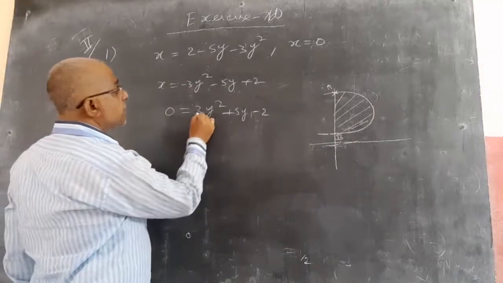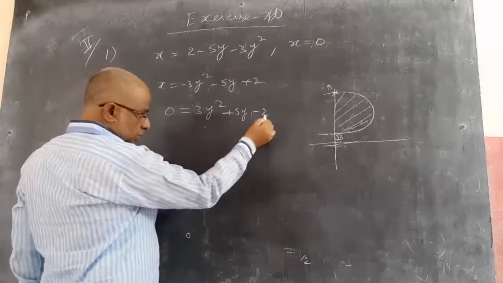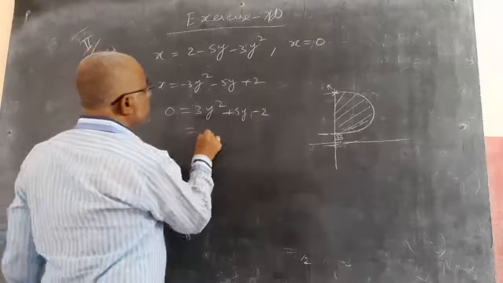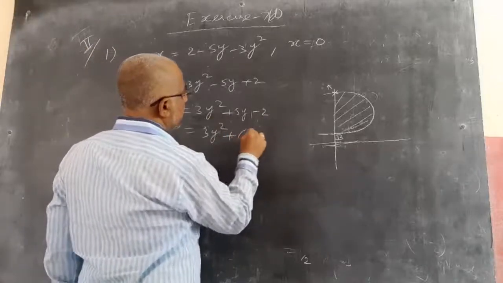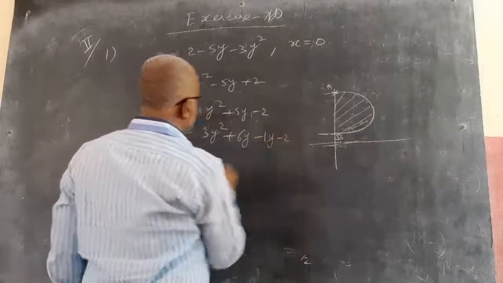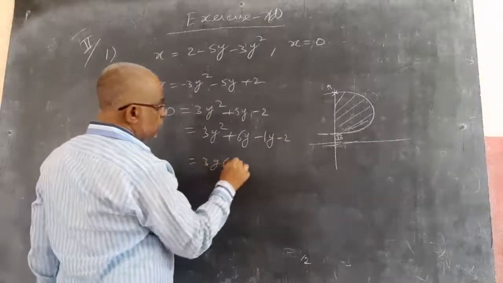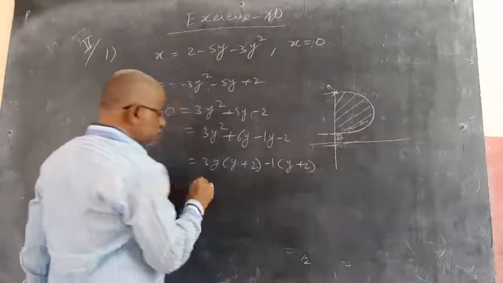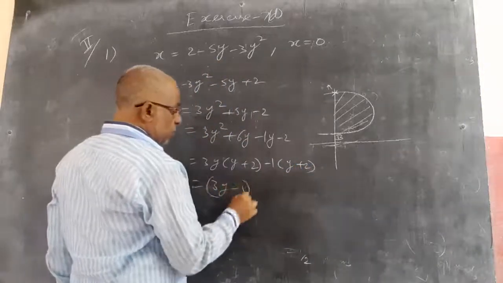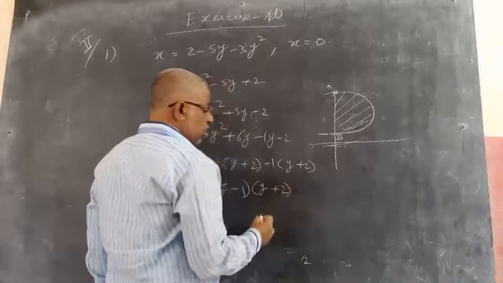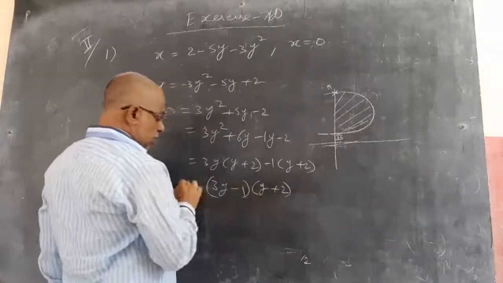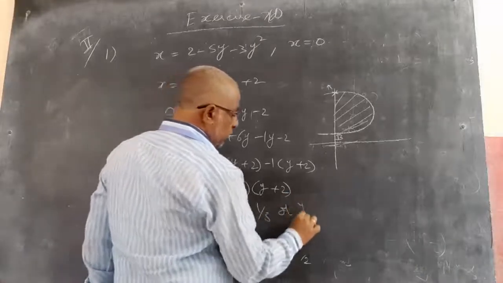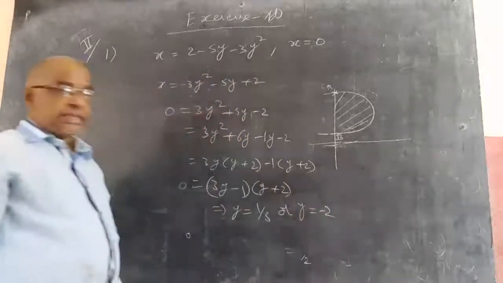Now you can go for factorization. 3 times 2 is 6; 6 and 1 give 6 minus 1 is 5. So 3y square plus 6y minus 1y minus 2. This is 3y into y plus 2 minus 1 into y plus 2, which becomes 3y minus 1 into y plus 2. This equal to 0 implies y equal to 1 by 3 or y equal to minus 2.